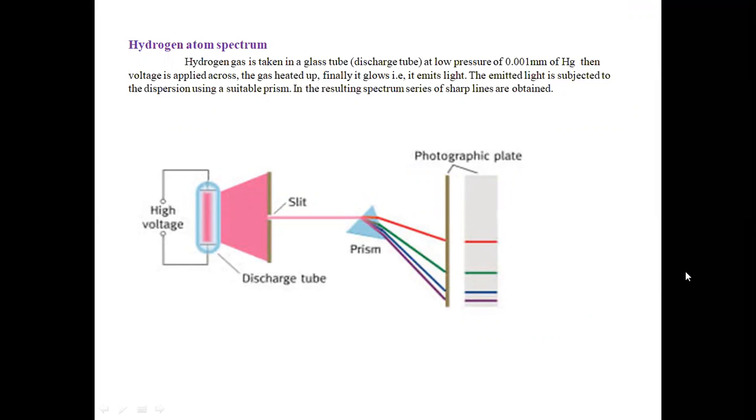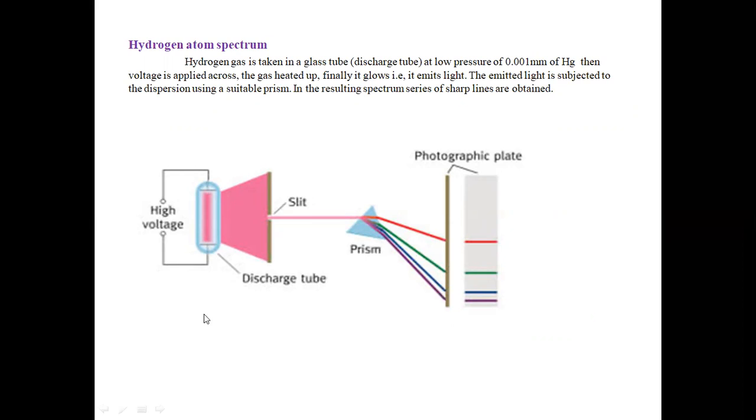Here in the experiment we are taking a glass discharge tube. This is a glass discharge tube and it is connected to the power supply, and we are taking a slit and a suitable prism for the dispersion of the light and a photographic plate to collect the hydrogen atom spectrum.